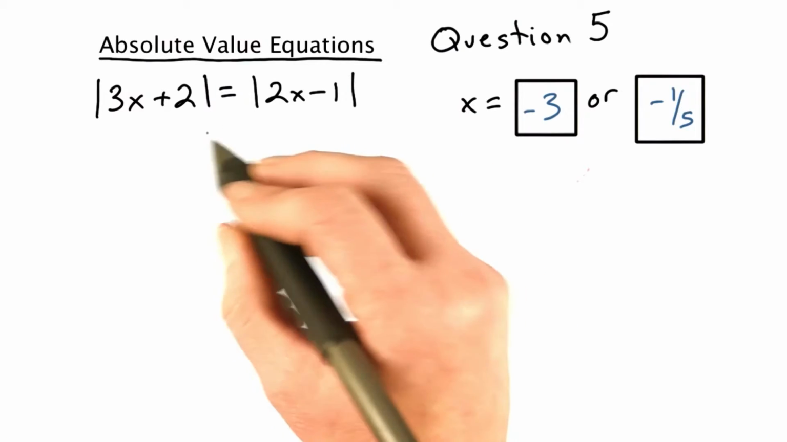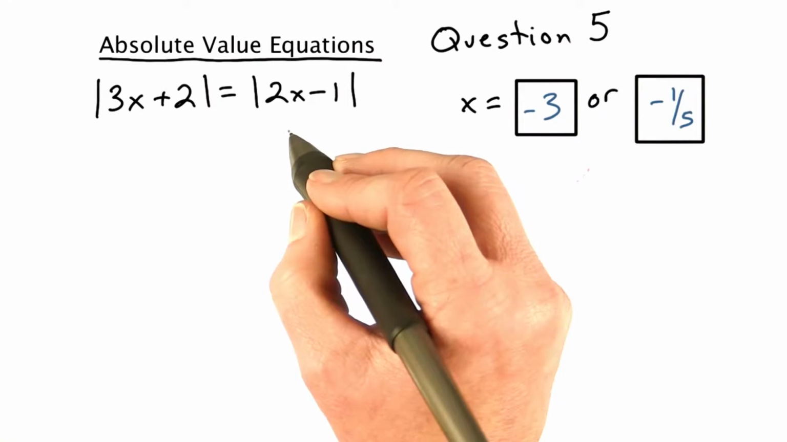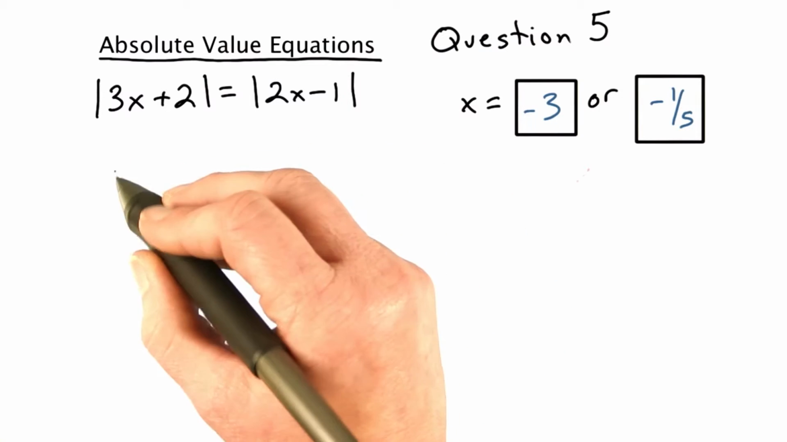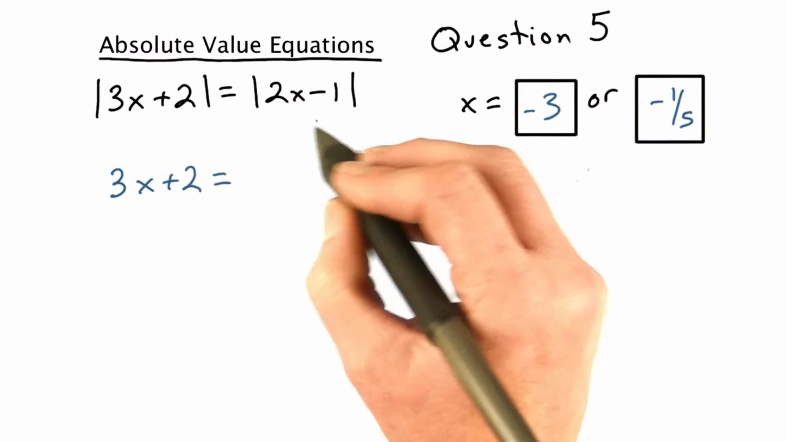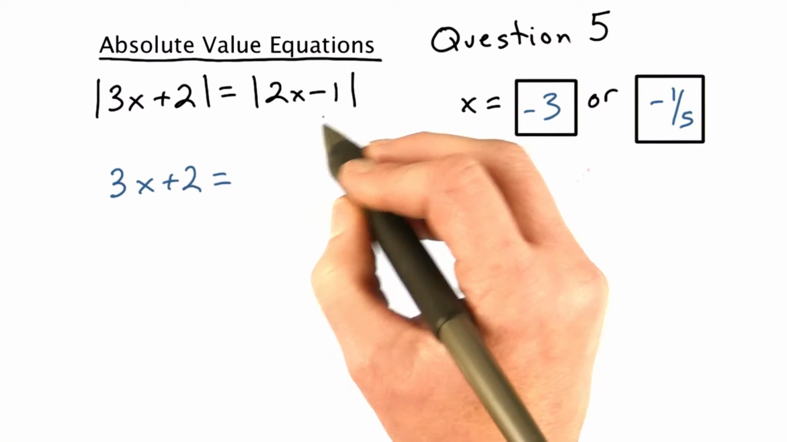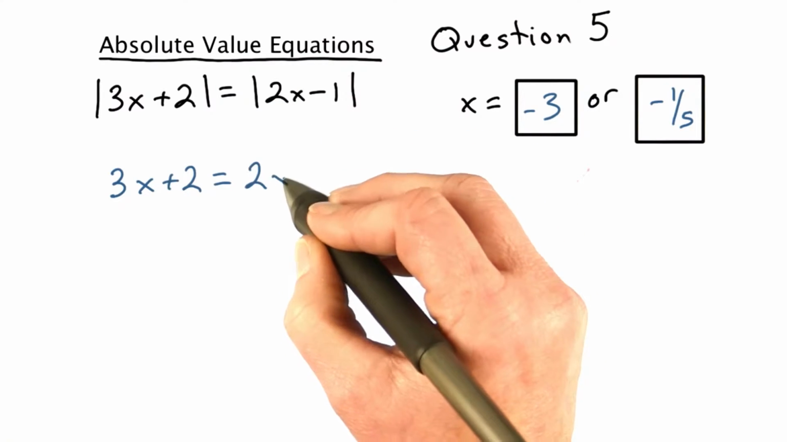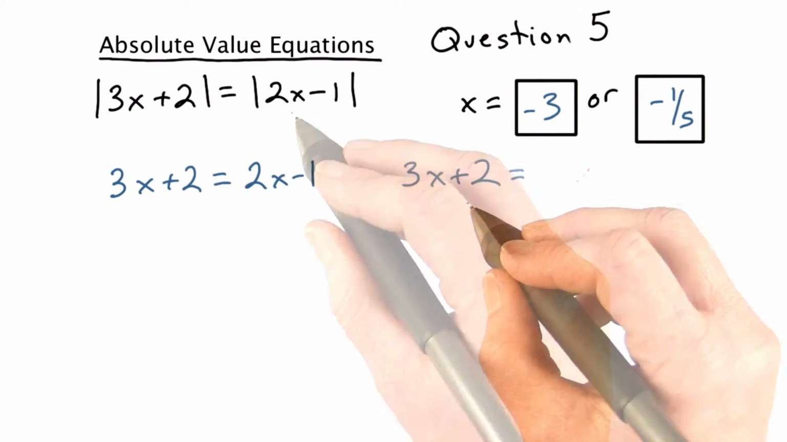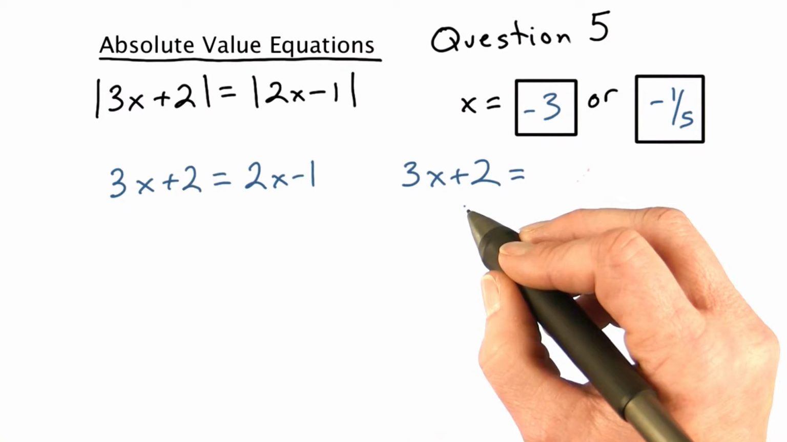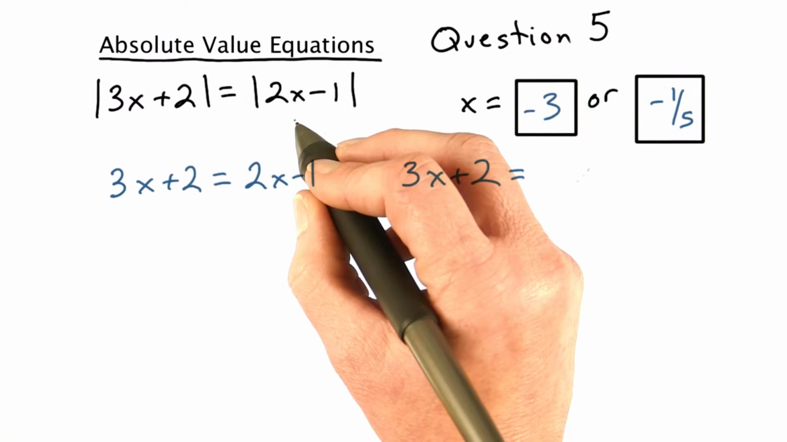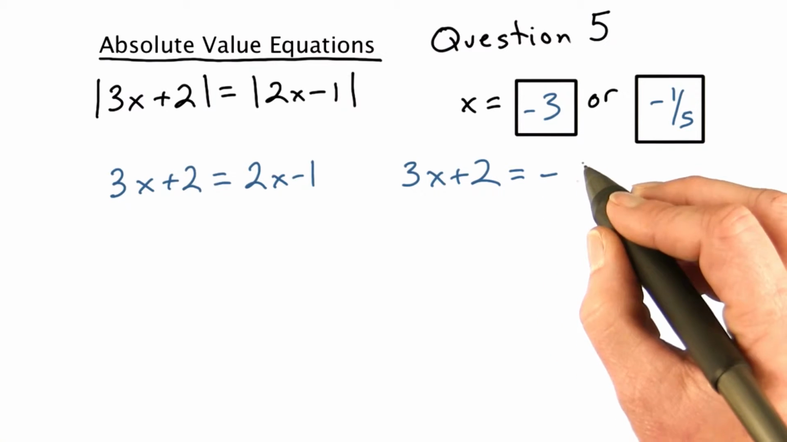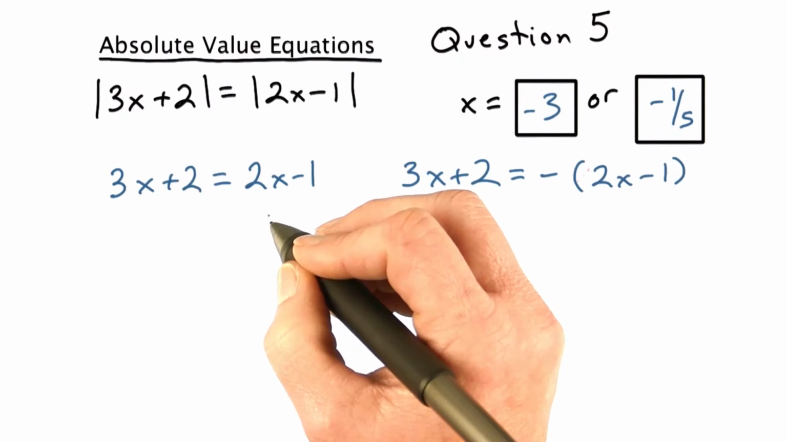When I have two absolute values that are equal to each other, I still have to make two cases. And the two cases for this problem are going to be 3x + 2 equals, the first case is going to be exactly what's inside the absolute value, which is 2x - 1. The second case, we keep the left side of the equation the same and make the right-hand side of the equation negative. So I have -(2x - 1). Let's go ahead and solve these.